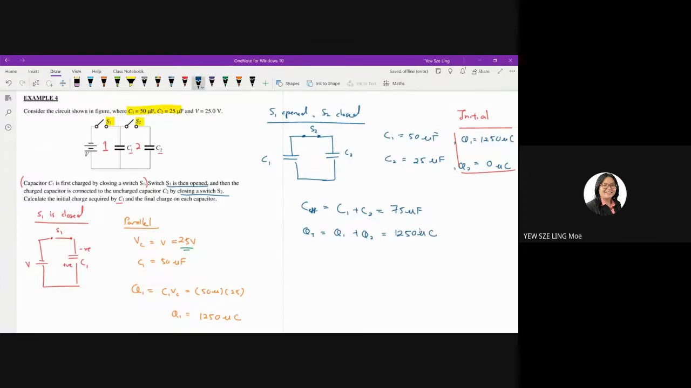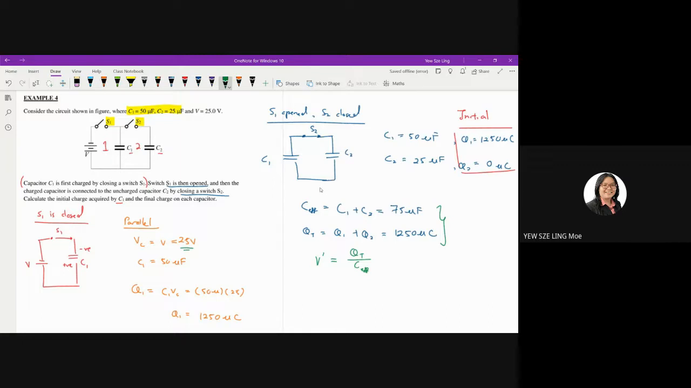The moment you close S2, the initial charge in C1 is 1250 and the initial charge in C2 is 0. Therefore, the total is 1250. By using these two pieces of information, you can identify the new potential difference across this circuit. So V final, or I'm going to call it V prime, is equal to Q total divided by C effective, the new potential difference across C1 and C2.